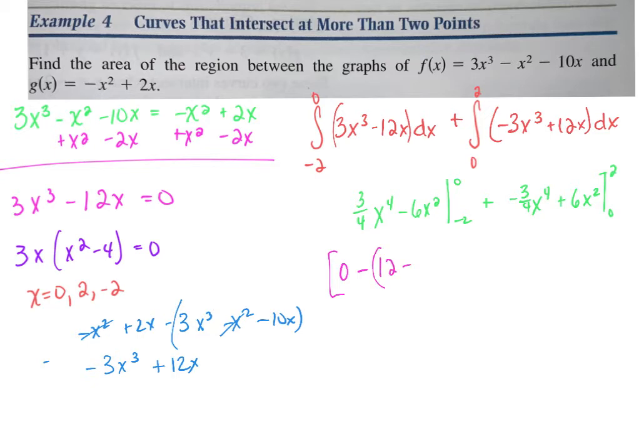Minus when I plug in a negative 2 here, I get, what, 24? So that's what I mean by it changes my sign. 12 minus 24 is negative 12, but I'm subtracting that from 0, so that's positive 12. And then for this one, plugging in just a 2 gives me a negative 12. Plugging in a 2 here plus the 24 here, so that gives me another positive 12. So my final answer here is 24.